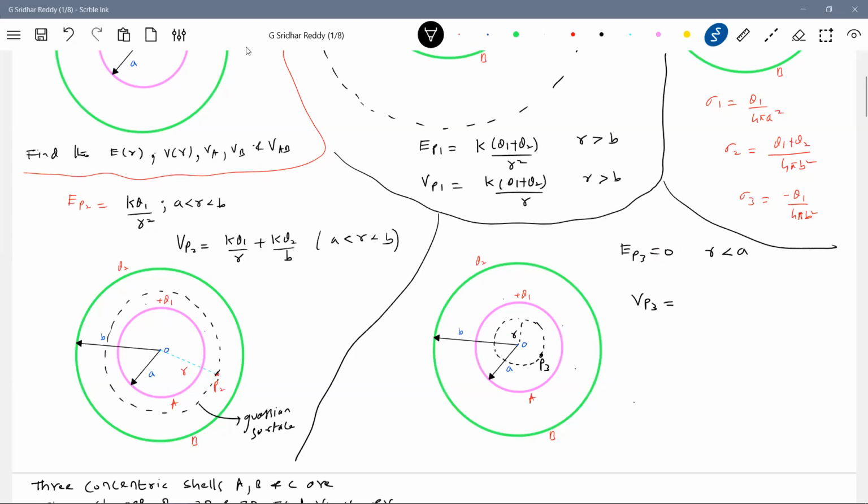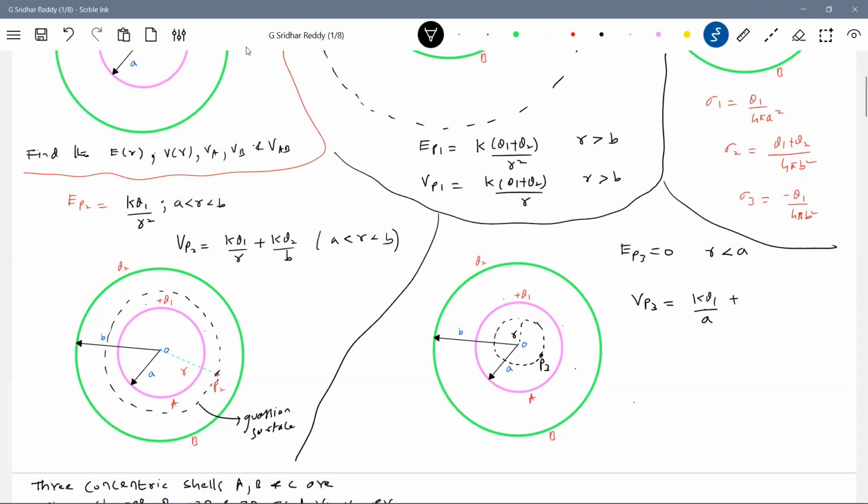Why is the field 0? Because we have drawn the Gaussian surface inside the material, inside the shell A. So what is the net charge enclosed by the Gaussian surface? 0. So electric field is 0. Then for the potential at this point, we go for superposition. First only due to shell 1, shell A. Now the point P3 lies inside the shell A. What is the potential inside the shell A? That on the surface, similar to a conducting sphere again. So the potential should be KQ1 by A.